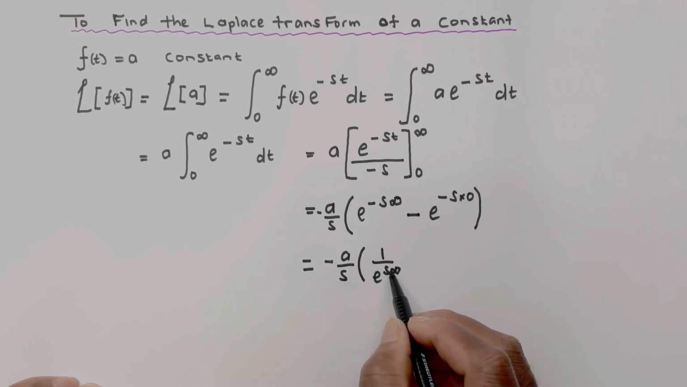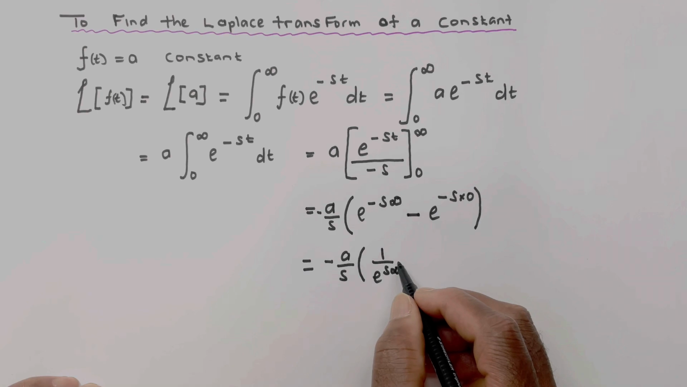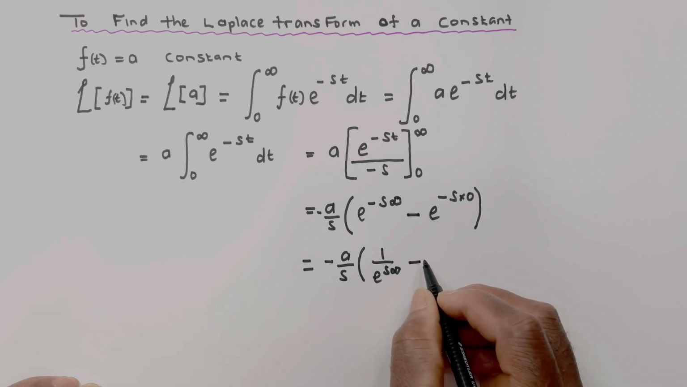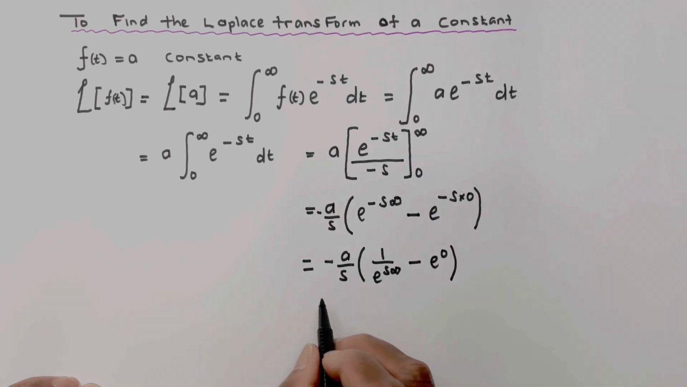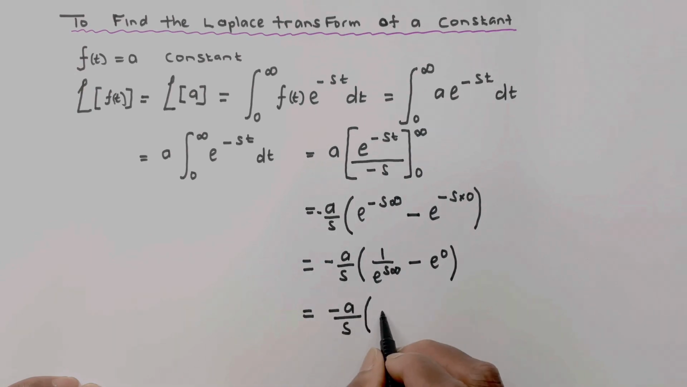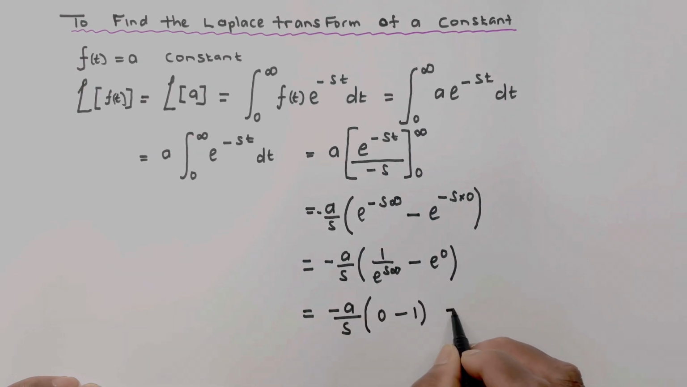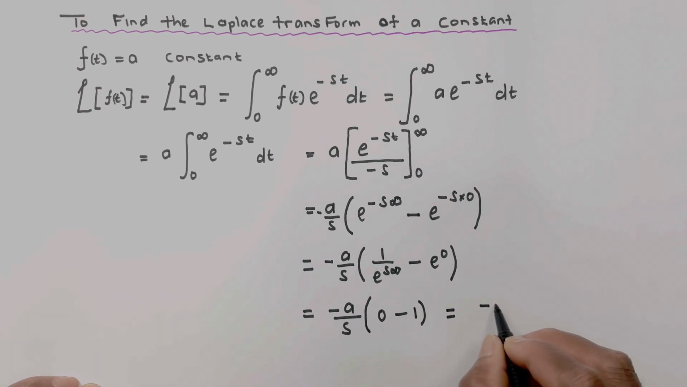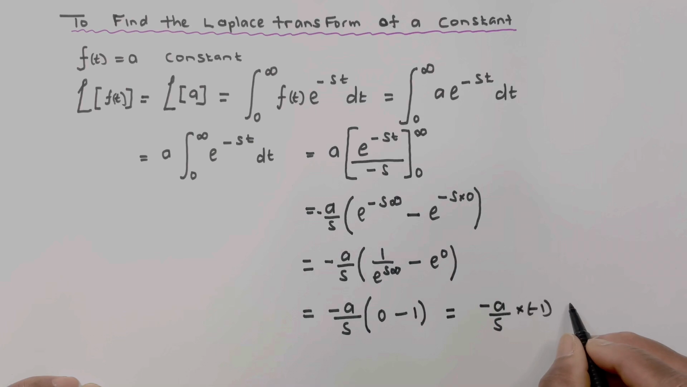And that will be minus a over s, open bracket, that would be 1 over e to the s infinity. If that goes to infinity, 1 over infinity would then go towards 0. So that would be 0 minus, where 0 times s is going to be e to the 0. As you can see, we're going to get the minus a over s. This will be 0. That will be 0 minus e to the power 0, which is 1. And that can be written as minus a over s times minus 1. And that should give a over s.